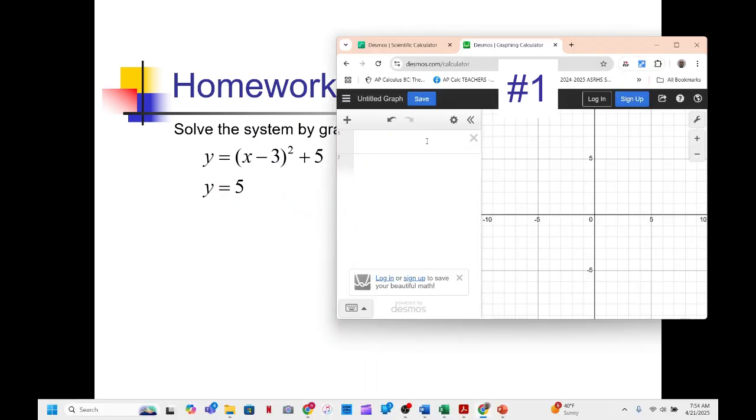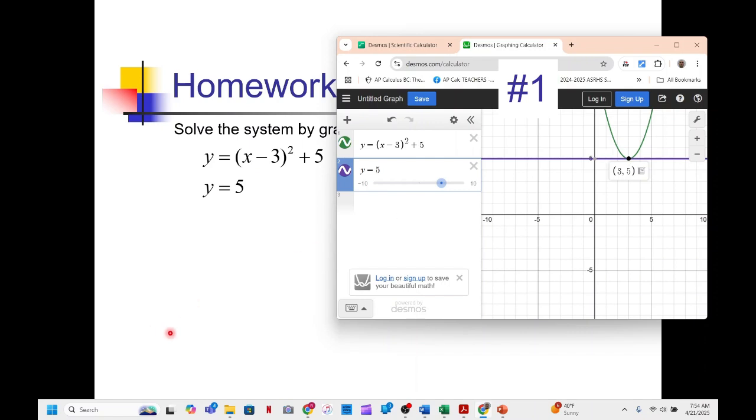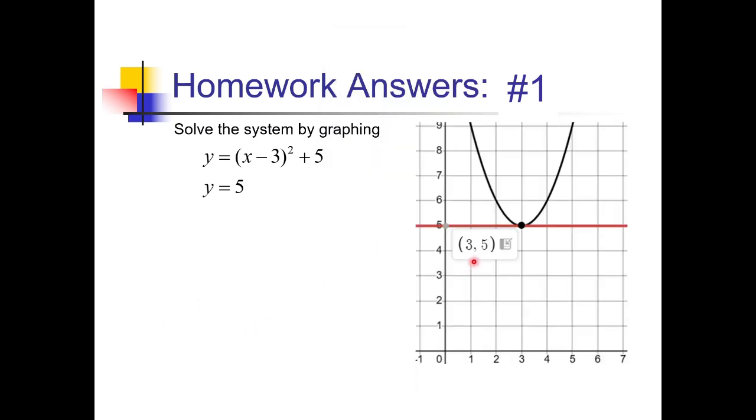So here we are on Desmos. We'll just do them one at a time. We have y equals (x minus 3) squared plus 5. And then let me just get another entry for y equals 5. That's going to be a horizontal line. There it is. And we see there's one spot where they are crossing. So at this spot where they intersect, (3, 5), that will be the solution to this system of equations.